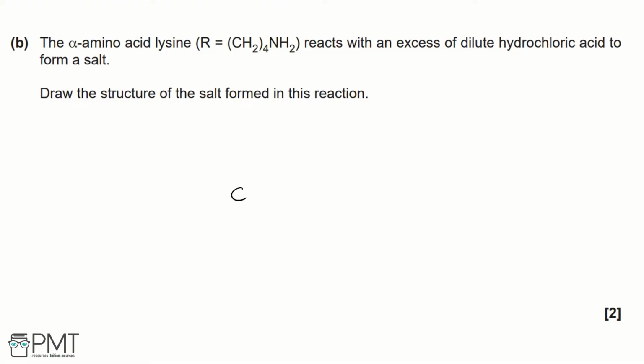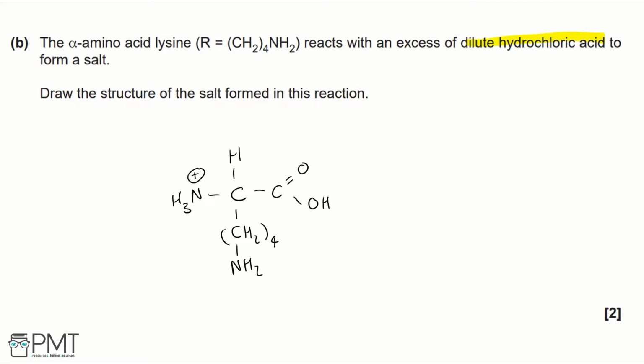So if we draw the 2D arrangement of lysine, we can have our hydrogen, our carboxylic acid group, our amine group or NH2, and then our R group, which is CH2 4 connected to NH2. But we are reacting this with dilute hydrochloric acid. So what happens is we're going to replace the NH2 with NH3+. So this will turn into a 3 and we'll have a positive charge on the nitrogen, and this 2 will turn into a 3 with a positive charge on the nitrogen.